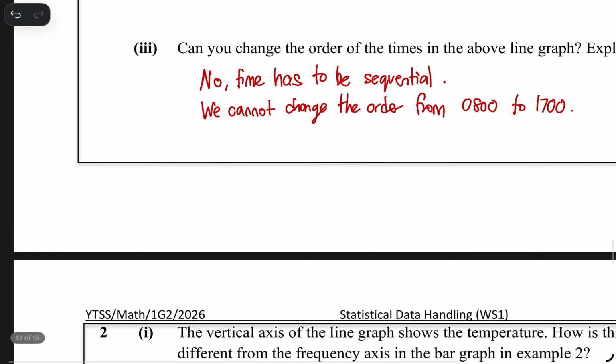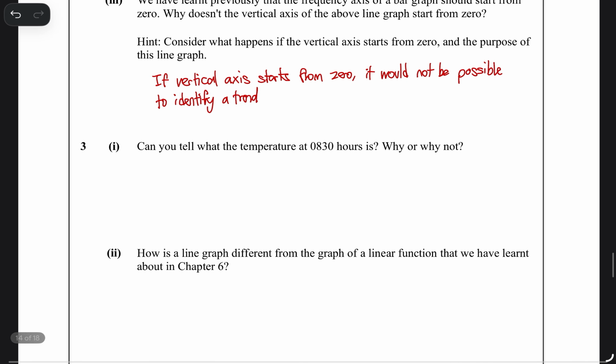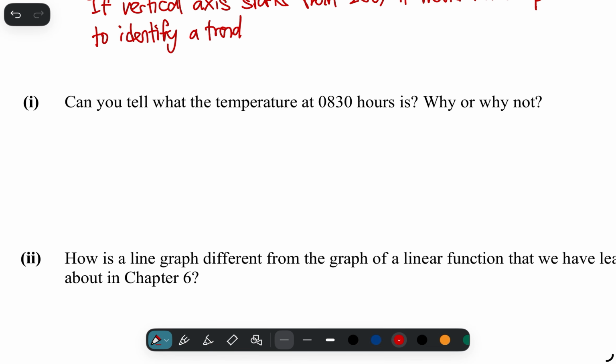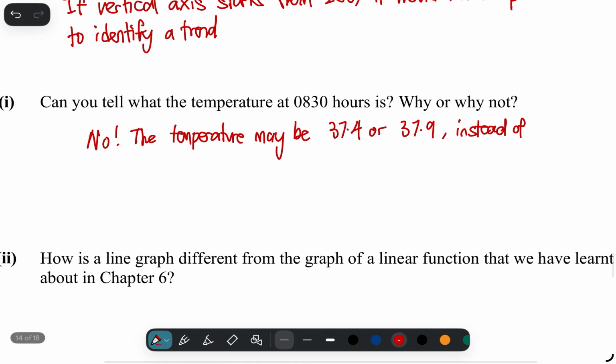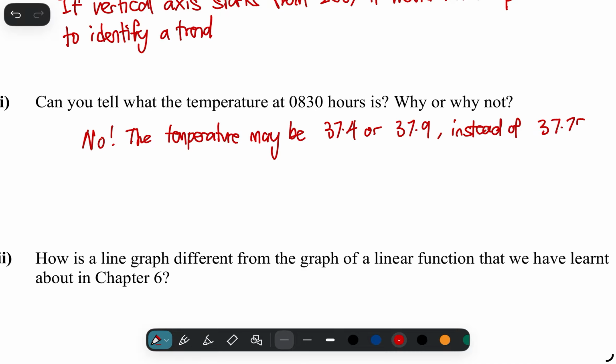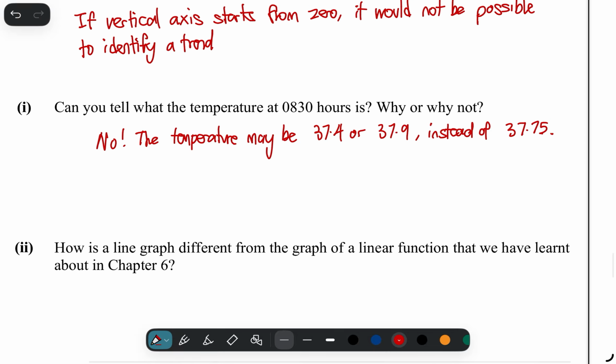So over here, we will write, no, we cannot tell the temperature of the child. Maybe it can be any number like 37.4 or even 37.9 instead of 37.75. So it's not possible to tell based on this line graph, based on the plotted points.